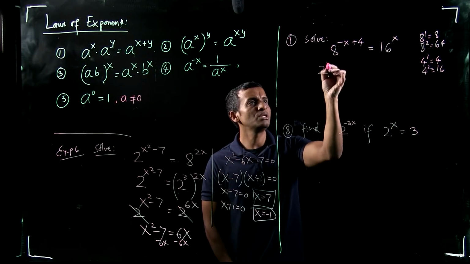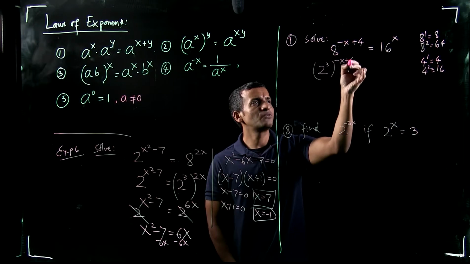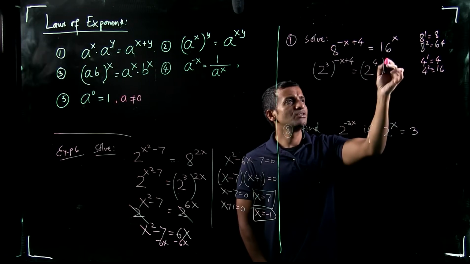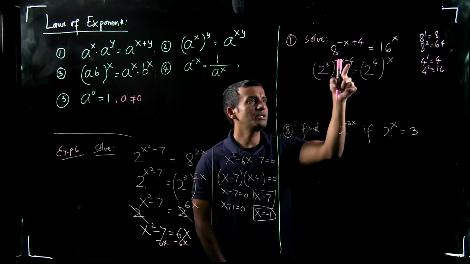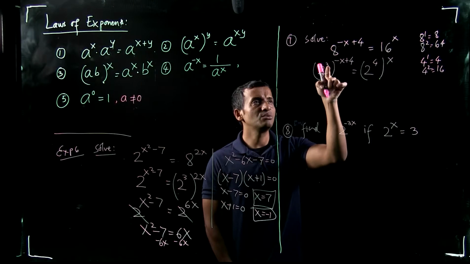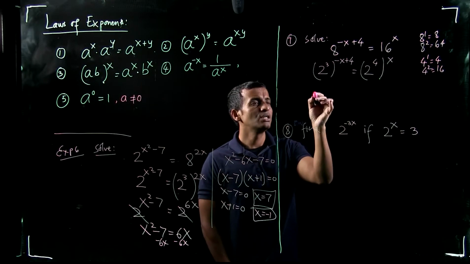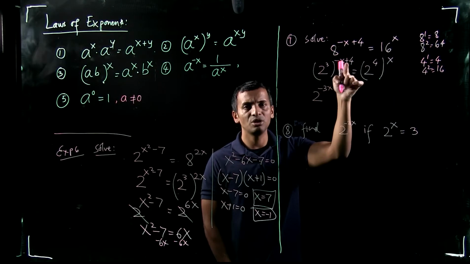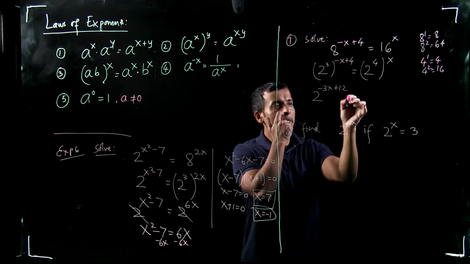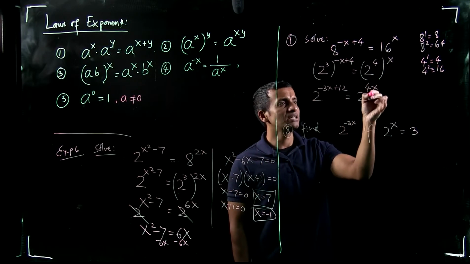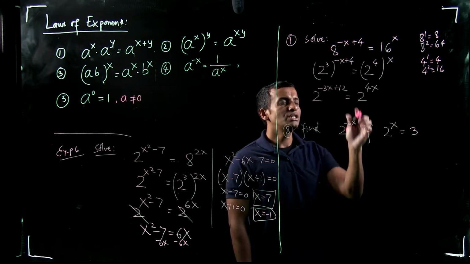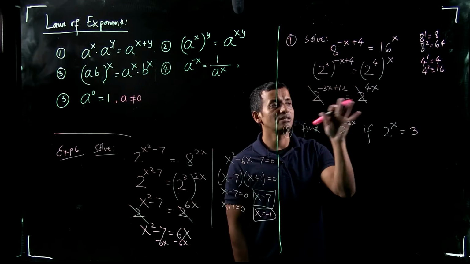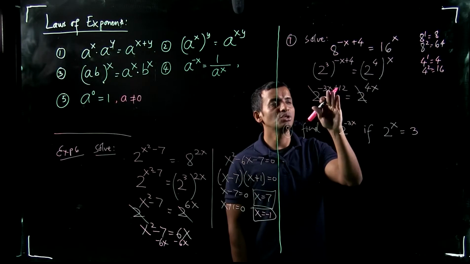So you write 2 to the 3 to the negative x plus 4 equals 2 to the 4, which is 16, to the x. Okay, so what do you get on the left side? You distribute that 3 to both of those exponents. You write 2 to the negative 3x plus 12, and then 2 to the 4x on the right. Now you have only base 2 on the left and right, and they are equal.